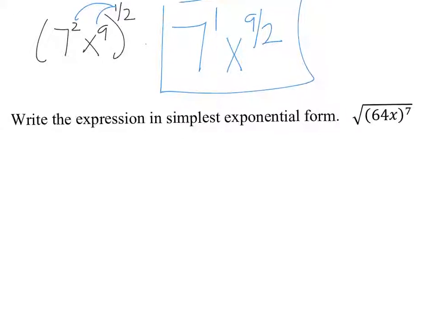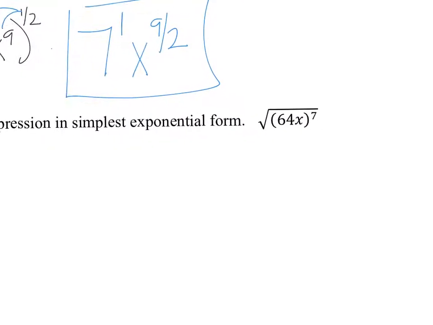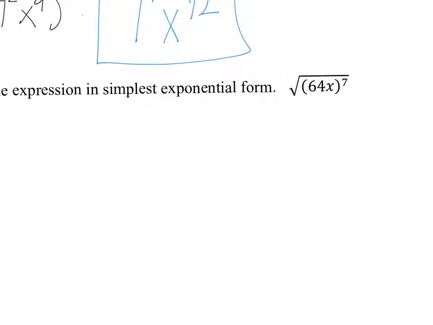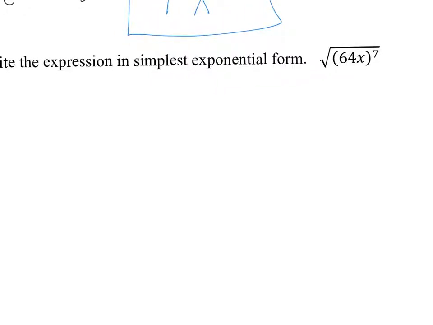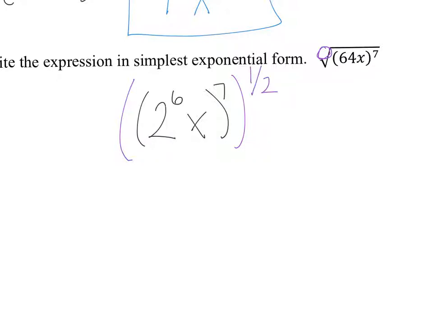And last, write it in simplest exponential form. So first, when I look at 64, I should write that in prime factorization. So I believe 2 to the 6th is 64. So I'm rewriting, this is my 64, okay? That's x. Here's where my parenthesis is. Here's my 7. So that's everything underneath my radical. So I have to put that in parentheses. All of that is underneath my radical. It's a square root, so it's raised to the 1/2 power.